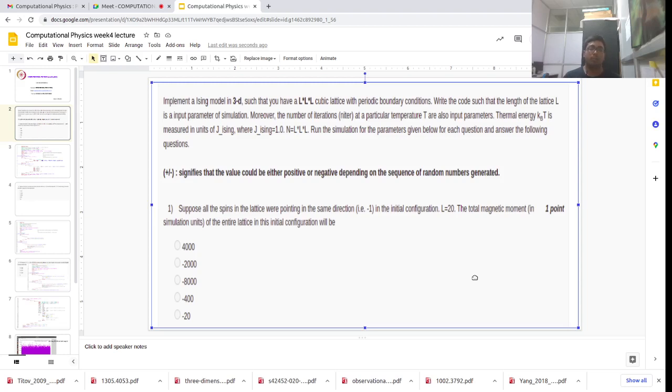So before moving on to the first question, can anyone tell me what is the periodic boundary condition if we, let's say, have a single 1D lattice?